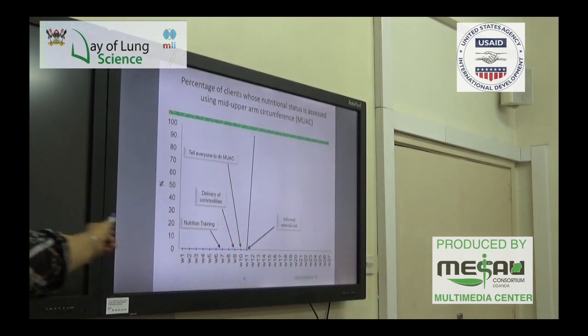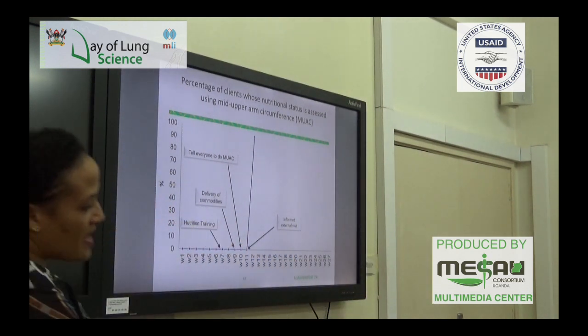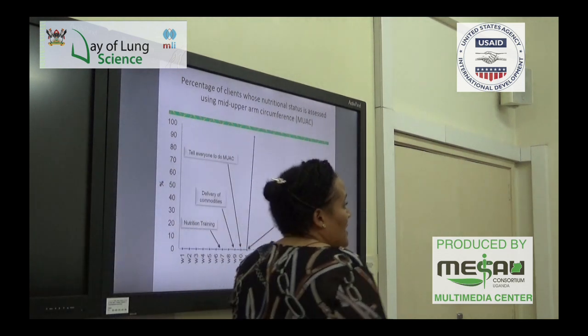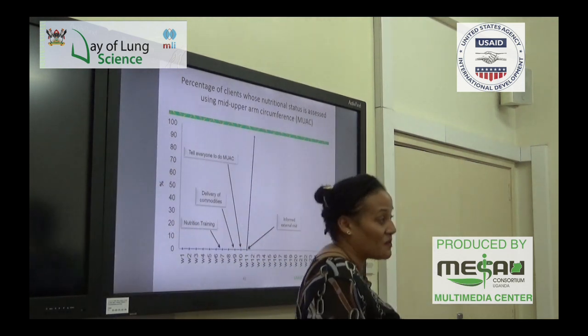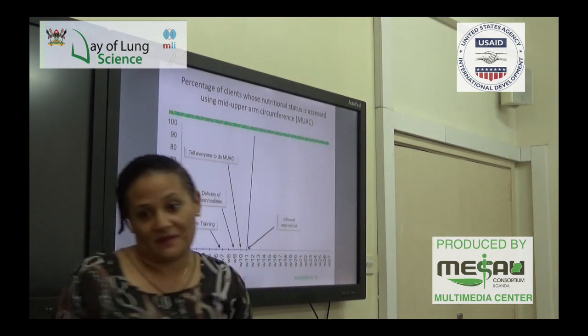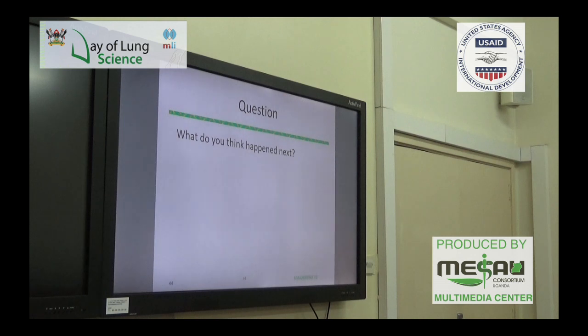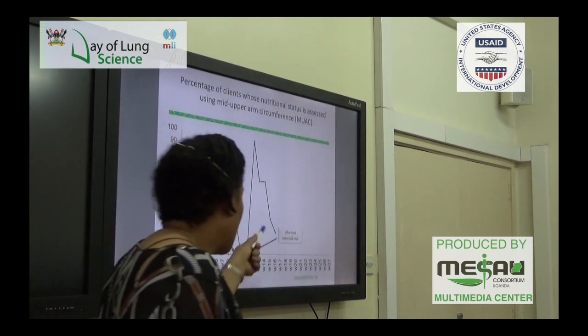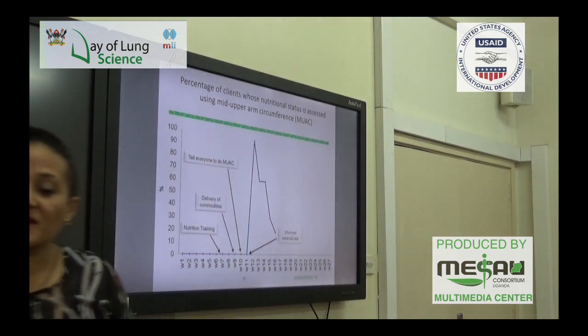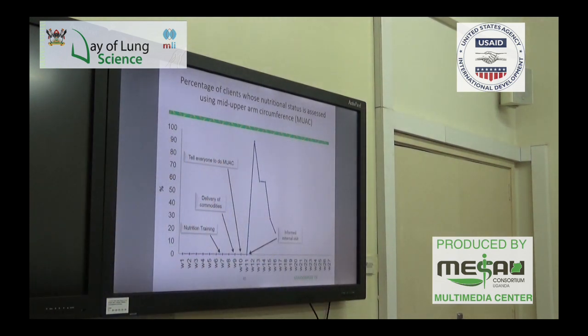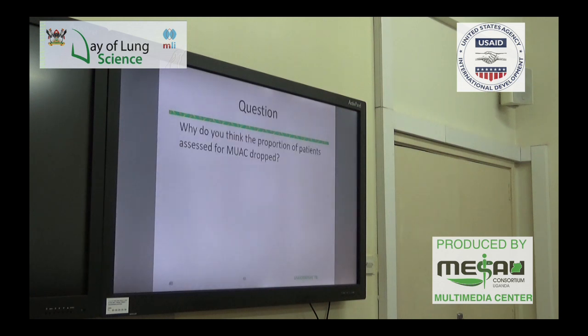We clean up the ward before the president comes. Instead of having a clean ward all the time, we don't have a system for cleaning the ward. We clean it up when he's coming. This is the same thing. Okay? And then what do you think happened after that 100%? It dropped, right? So for that 1 week, they did everything well. It dropped back. Okay? And then, again, why do you think that it dropped?